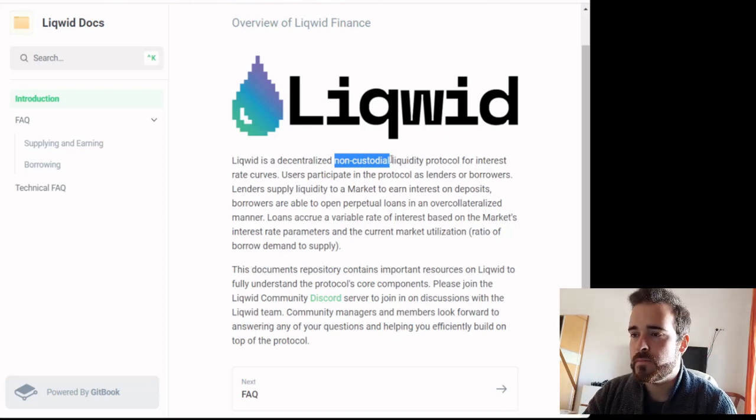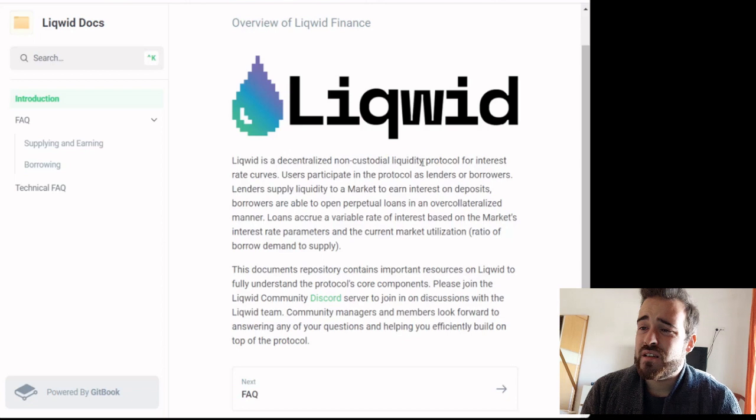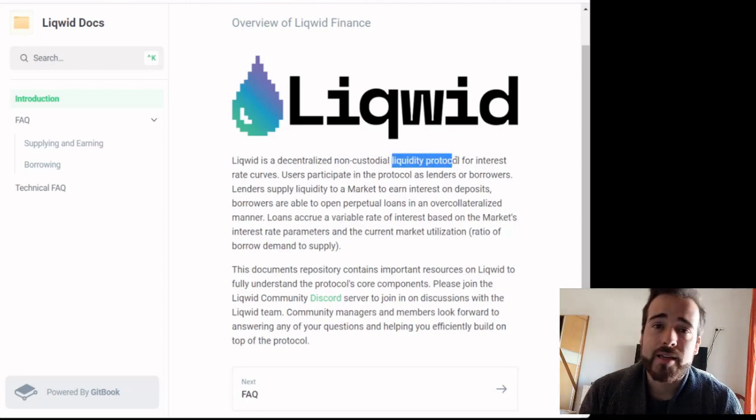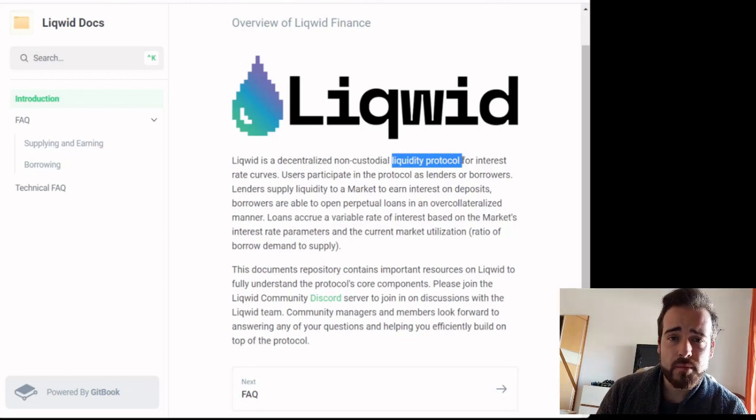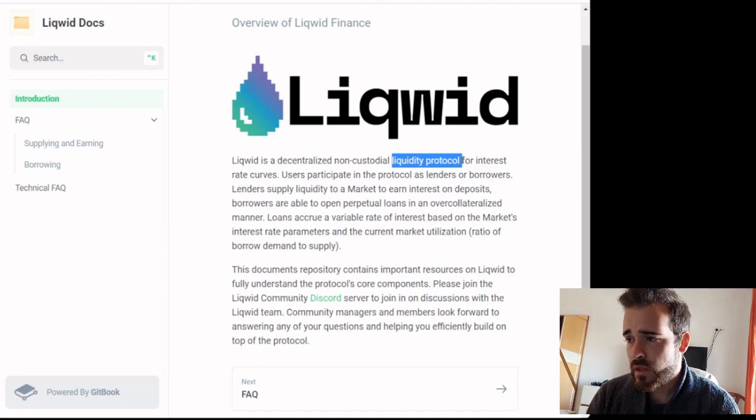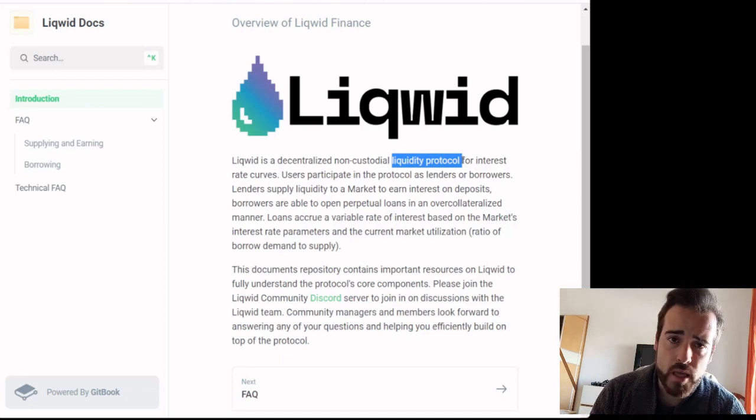In terms of liquidity, a liquidity protocol is basically a protocol that users can use to supply, provide and acquire liquidity. So basically just a borrowing and lending protocol. And the part of the interest rate curves basically is that you have the interest rate for borrowing and lending, and this interest rate is decided by the market, by the interaction between the demand and supply for loans.